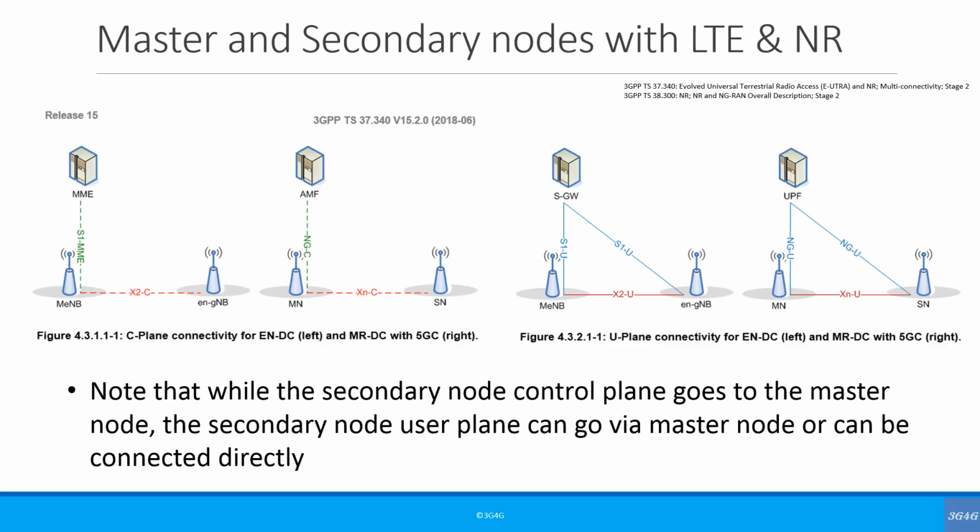So the other thing to note here is like in the LTE case, the control plane for the secondary goes via the master node, whereas the user plane for the secondary node can go either directly to the core or via the master node. So we will look at this in the next few slides when we look at the different options.